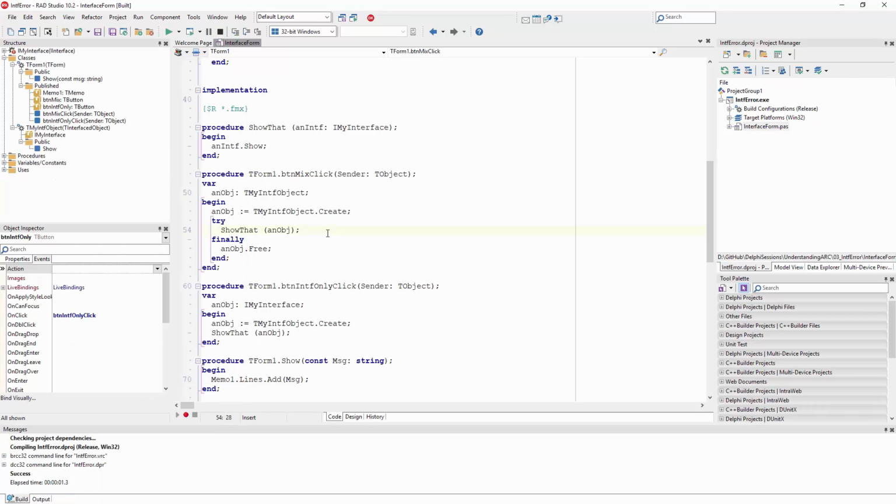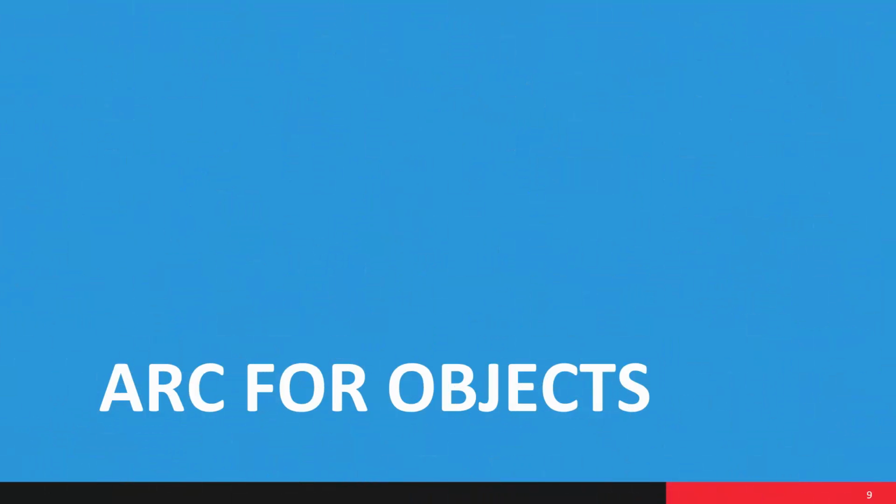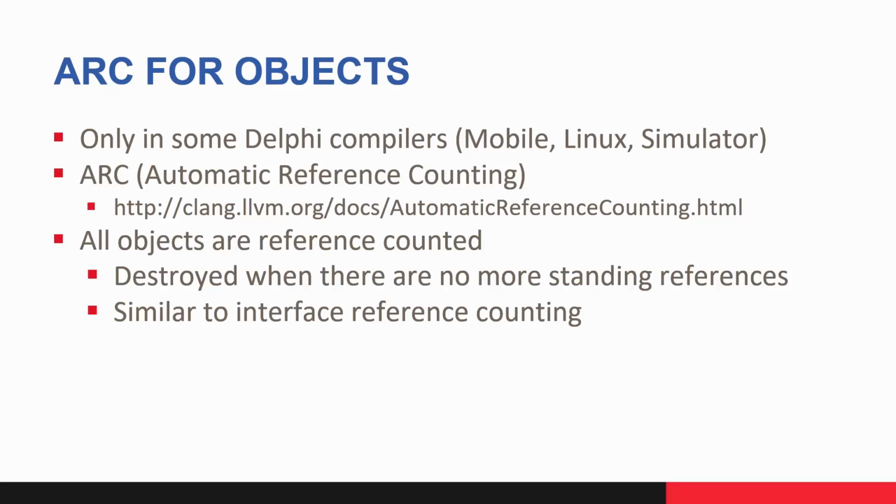Again, I don't want to spend too much time on this because the focus of the session is not interfaces, but just to have a few things clarified. So let's move to the main topic, which is ARC for objects. First thing, not all Delphi compilers support it. Mobile, Linux, and the iOS simulator, which is not technically a mobile compiler, support ARC. I'm going to show most of my demos on Linux. I think there might be one on Android.